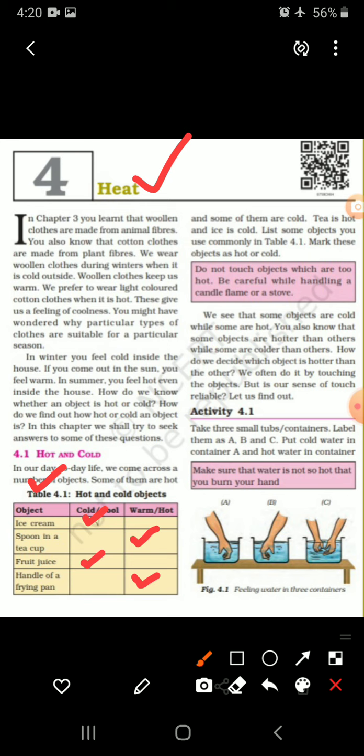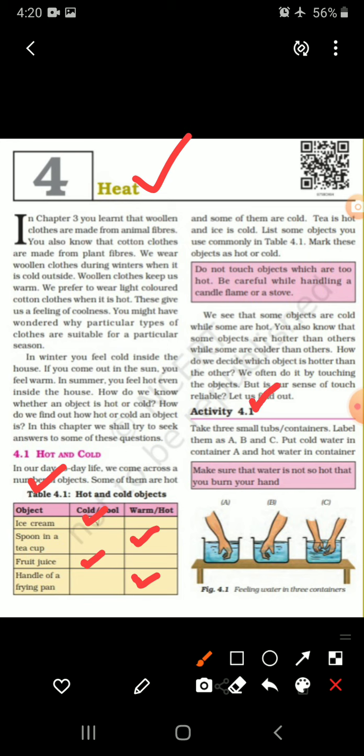We see that some objects are cold while some are hot. You also know that some objects are hotter than others while some are colder than others. How do we decide which object is hotter than the other? We often do it by touching the object. We touch the object to check whether it is cold or hot. Another activity is given in 4.1.